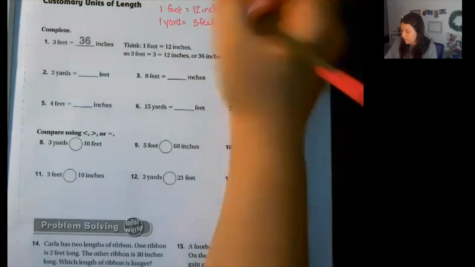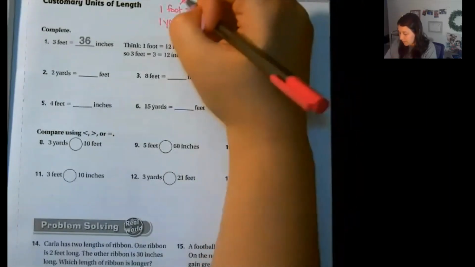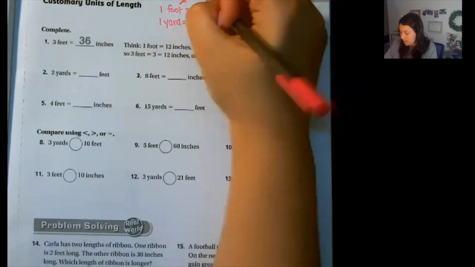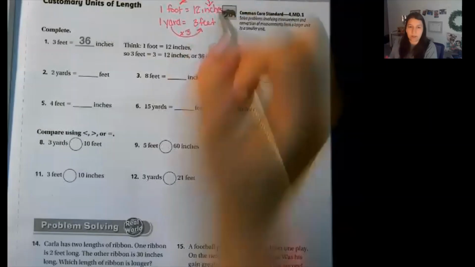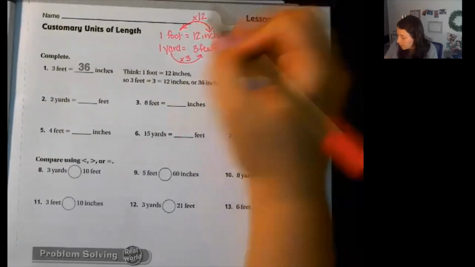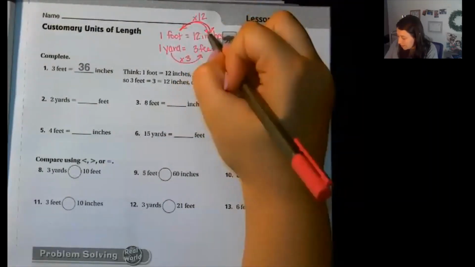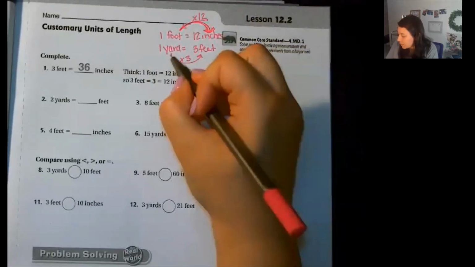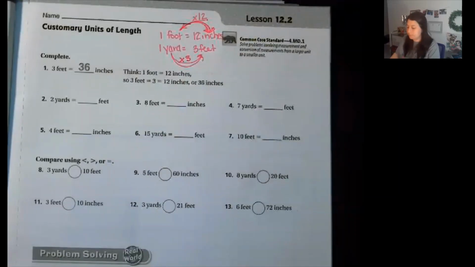If I want to go from feet to inches, I need to multiply by 12. If I want to go from yards to feet, I need to multiply by 3. Oh, you can't see that. There we go. So if I want to go from feet to inches, I multiply by 12. If I want to go from yards to feet, I multiply by 3.